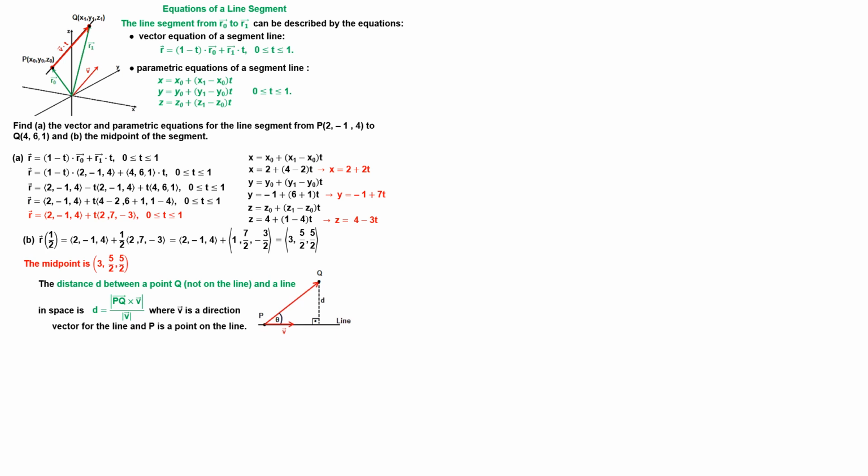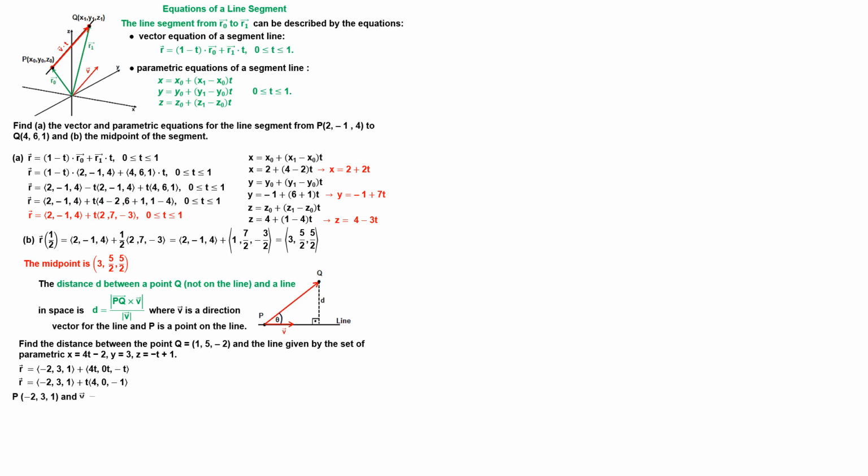Let us see how we can apply this formula to find the perpendicular distance between a point and a line in 3 dimensions. Find the distance between the point Q and the line given by the set of parametric equations. From the parametric equations, we can write the vector equation of this line. Now the direction vector of this line and the point P on the line are clearer.